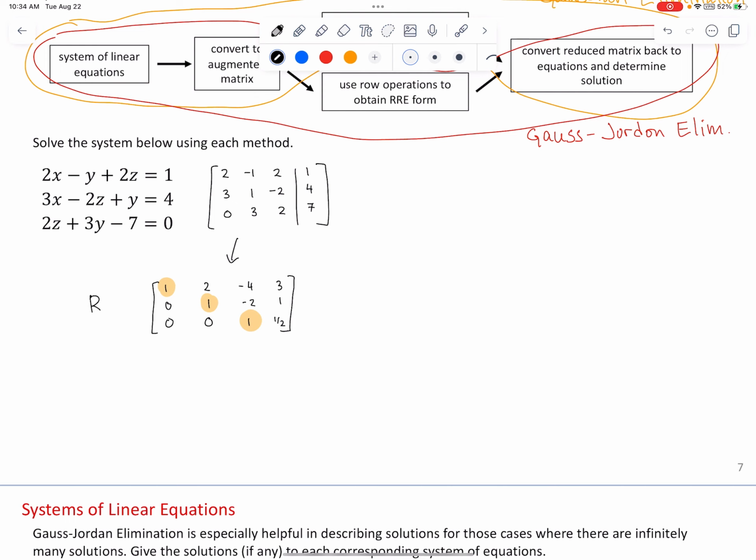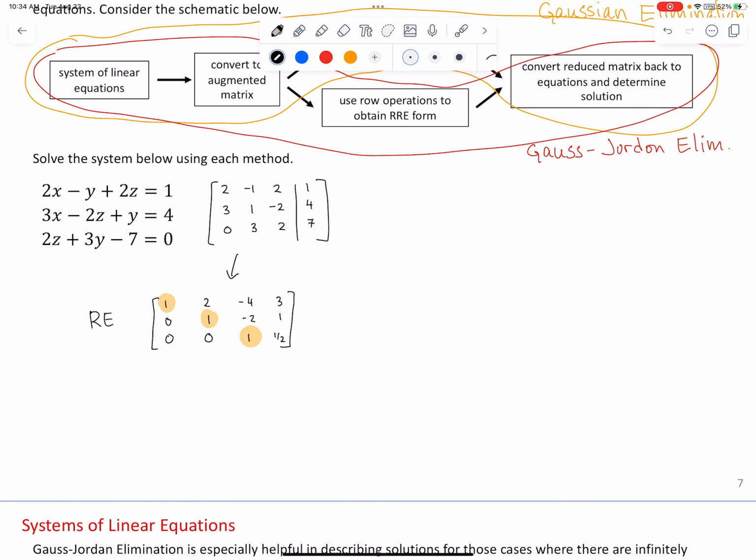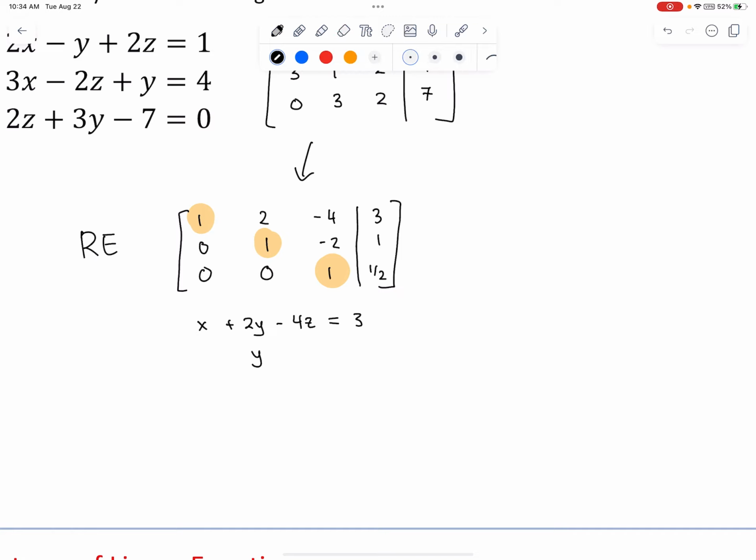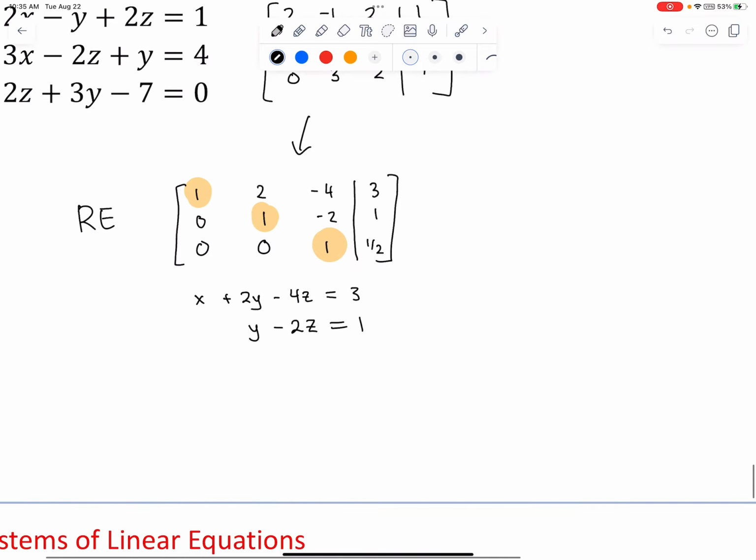And this is a row echelon form. And then from there, we're going to convert this back into equations. So we have the first row. We have 1x, we have 2y's, so plus 2y. We have minus 4z is equal, and the equal sign, then we have the 3. The second row would read no x's, but 1y. So 1y minus 2z. Notice I'm crossing my z's. That's a good habit to have. If you don't cross your z's, they look too much like 2's and you'll make mistakes. Equals 1.